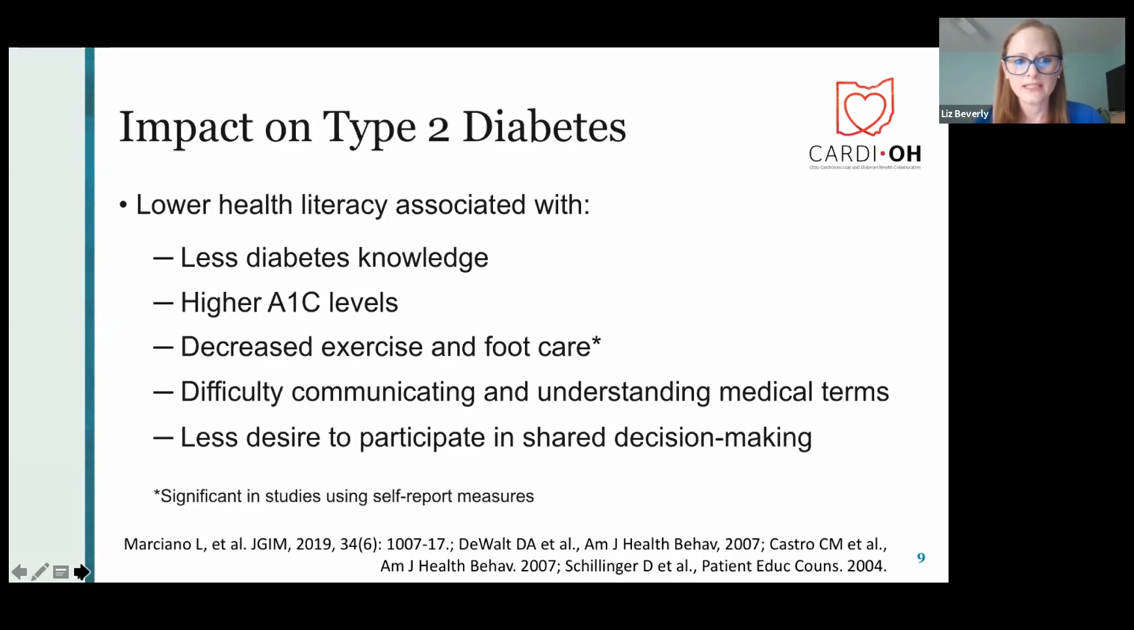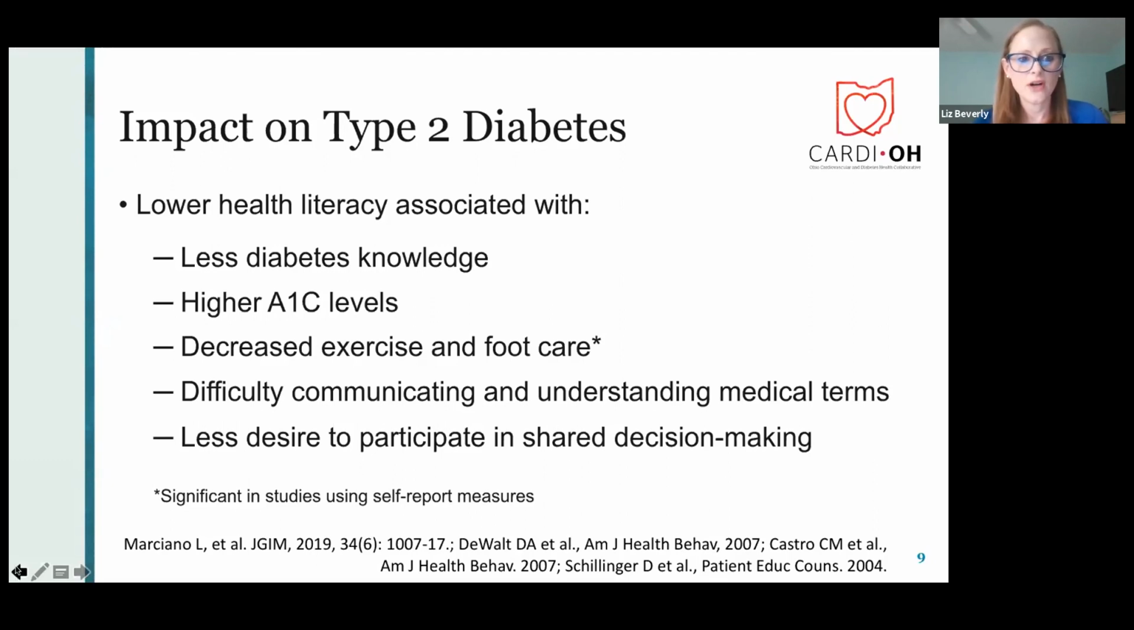Now, what's interesting is that there are very mixed findings with self-care. So what is consistent in terms of the self-care is that it's associated with decreased exercise or physical activity and decreased foot care. So what's mixed is the relationship between taking medication, between following a healthy diet, and some of the other self-care behaviors. So that's why I have an asterisk there. And I also have noted that the relationship here observed with self-care is only significant in studies that are using self-report measures. So keep that in mind. It's the people who are self-reporting what types of self-care behaviors they are doing.